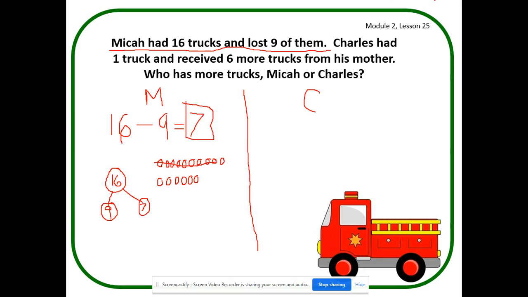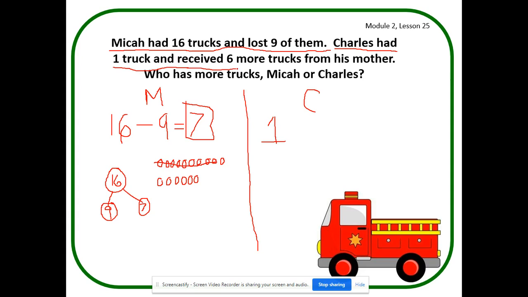Now, let's figure out Charles. How many trucks Charles had? Ready? The second sentence says Charles had 1 truck. So how many trucks did Charles start out with? Get ready. Yes, he started out with 1 truck. So we write a number 1.